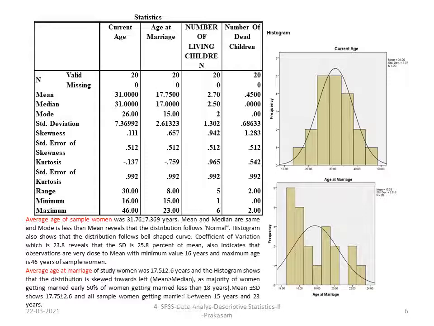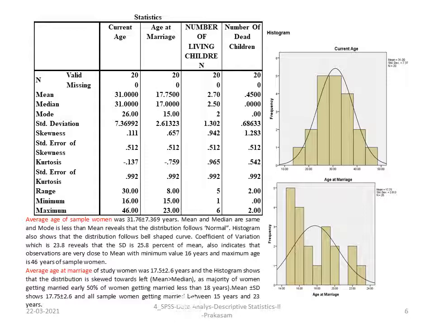That is, the mean is greater than the median. The mean is 17.75, the median is 17.0, and the mode is 15.00. That shows a skewness, where the majority of the women are getting married earlier; that is, 50% of the women are getting married earlier. That's why after 18 years you will find the distribution flattened and declining down below, and it is a little bit skewed towards the right side.